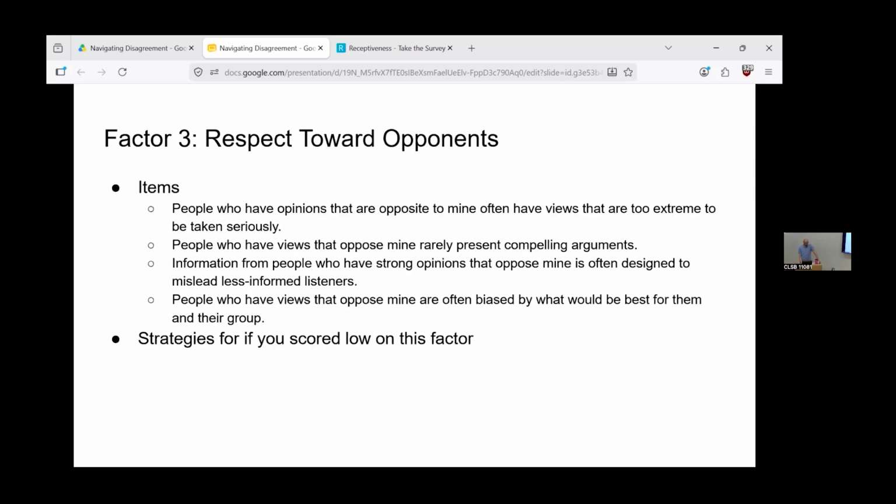Factor number 3 is respect towards opponents. There are 4 items for this. So if you scored low on this, then it indicates that you don't respect your opponents. Any strategies for mitigating the impact of this factor? Yeah, these are tough. I'm putting you on the spot.